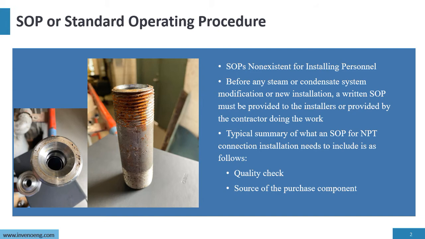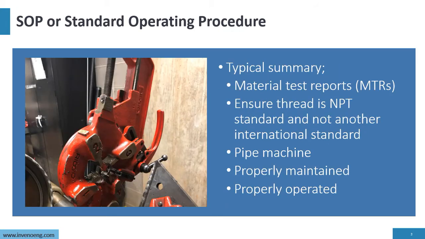One of the things in an SOP is a quality check. Make sure that these items are meeting our specification. Also, check the source where we purchased a unit or component. Make sure it's a reliable vendor or source for our components. A typical summary, continuing: material test reports, MTRs. Ensure the thread is NPT standard, not some other international standard. Again, per our discussion, there are multiple standards out there.